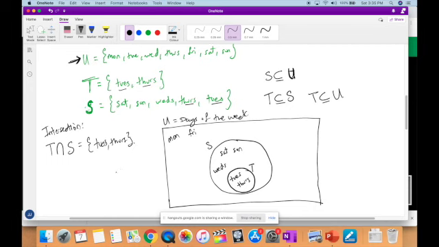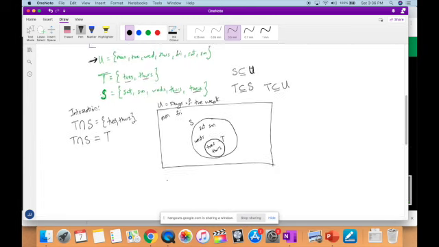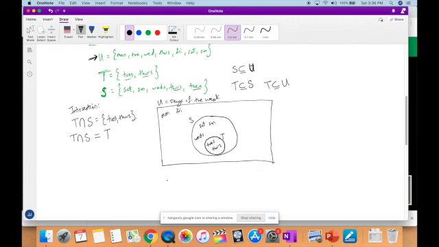Is that cool? Yeah. We could also see that the set T intersect S is equal to the set T. Make sense? They're the same thing, right? Right. What about union?